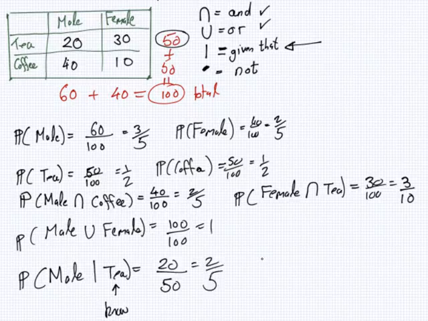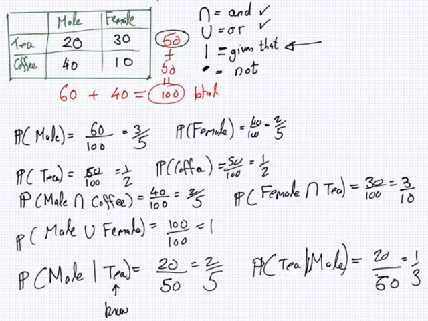Let's look at the other way around. What is the probability that they drink tea, given that you know that they're male, because maybe you're only picking from the men? 60's on the bottom, and on the top, 20, which is 1 over 3. So please note the difference between the two. They're not the same thing.